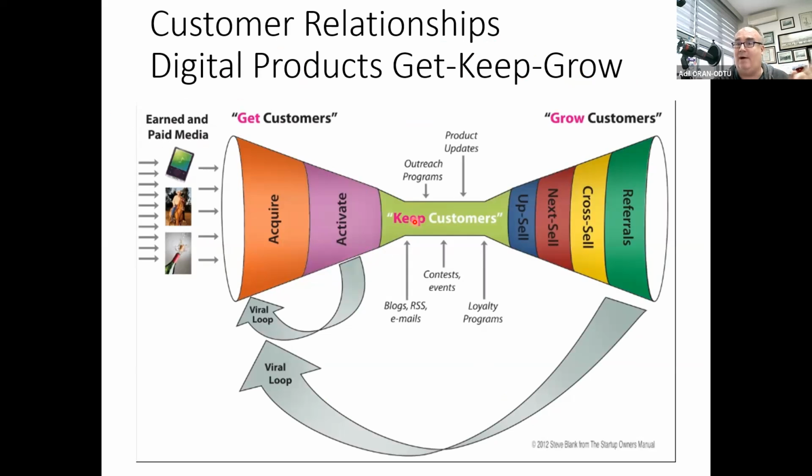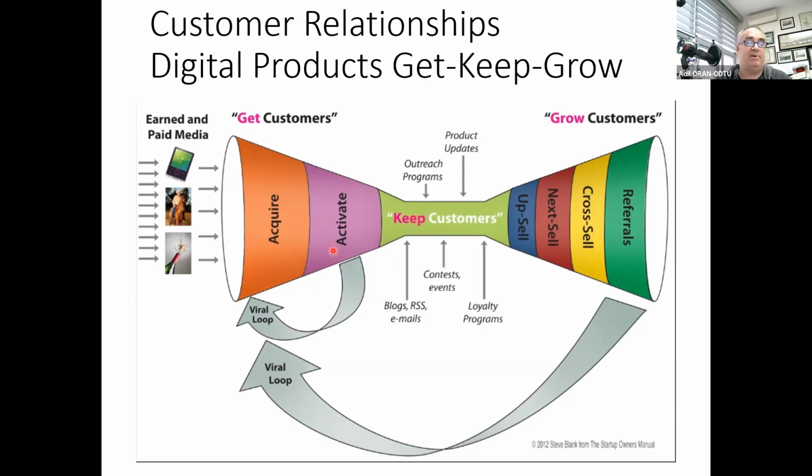So get people to download or use your digital product, and then activate, because a lot of the people that you get might be using the free version, or they might be using the limited version, and they might not become paying customers, so they don't activate, or they download it, they might even install it, but they never use it. So in that case, they haven't been activated. So customers or potential customers become real customers after they have been acquired and activated.